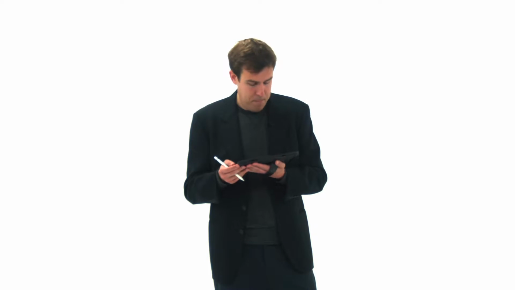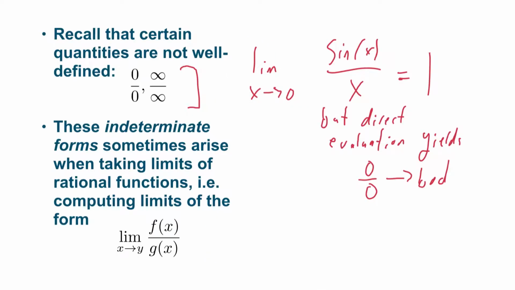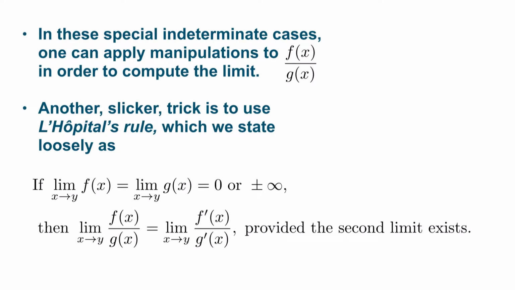So the technique of L'Hopital's rule gives us a way to potentially solve these types of limits in a relatively straightforward way. So we'll be looking at limits of the form x goes to y of f of x over g of x when direct substitution would yield an indeterminate form, like 0 over 0 or infinity over infinity. So in these special cases, we can perform manipulations, of course, to f of x and g of x. So these could be things like factoring. We could try and factor out the thing that's giving us the 0 in both the top and the bottom.